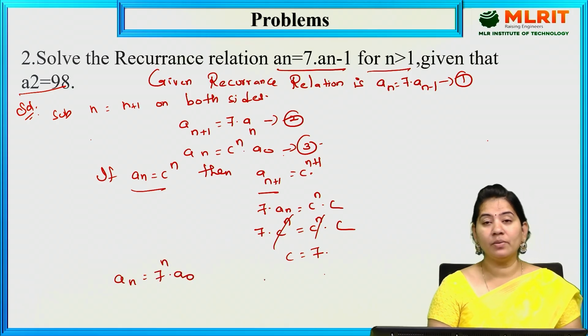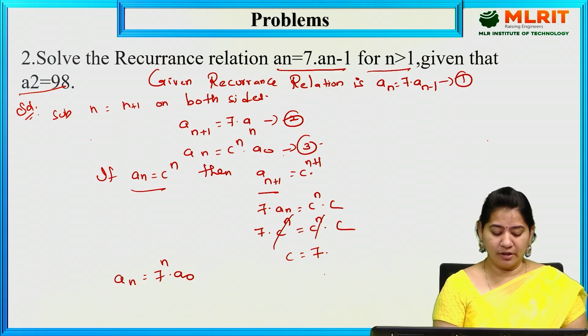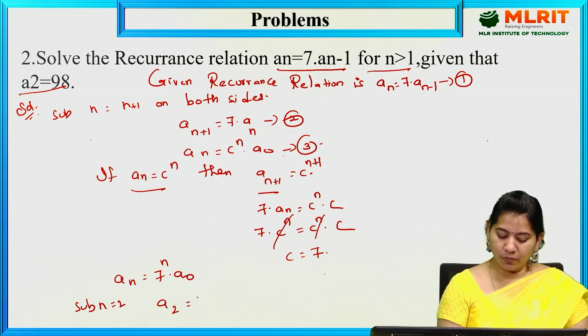But if you observe, we don't have the a_0 value; the given value is a_2. Then what you have to do is substitute n = 2 here. Then you will get a_2 = 7^2 * a_0.